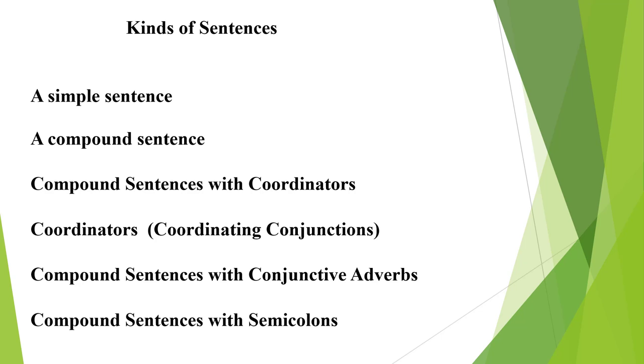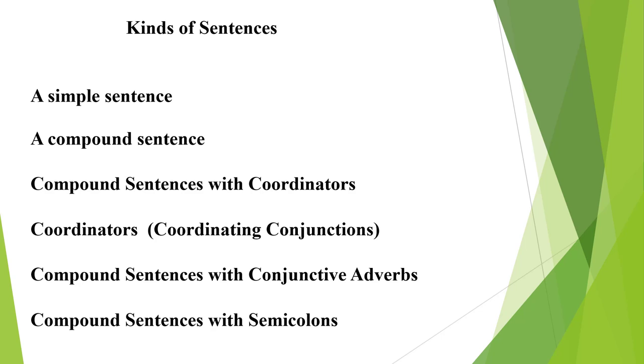A compound sentence is two or more independent clauses joined together. There are three ways to join the clauses. First, with a coordinator: Salt water boils at a higher temperature than fresh water, so food cooks faster in salt water. Second, with a conjunctive adverb: Salt water boils at a higher temperature than fresh water; therefore, food cooks faster in salt water. Third, with a semicolon: Salt water boils at a higher temperature than fresh water; food cooks faster in salt water.